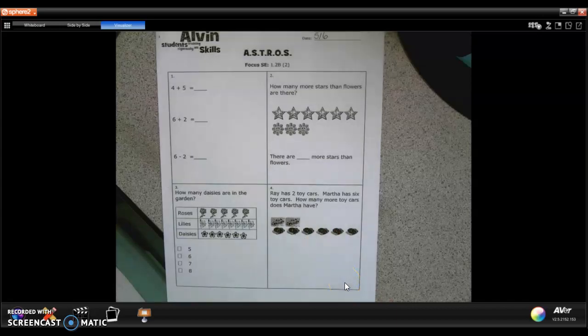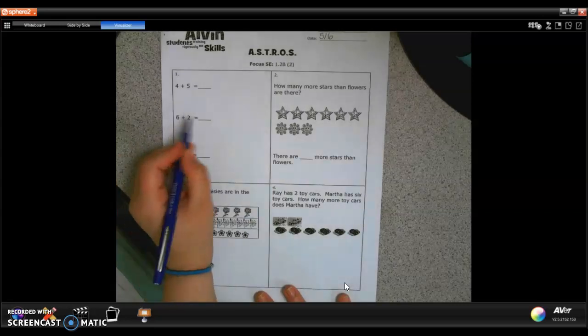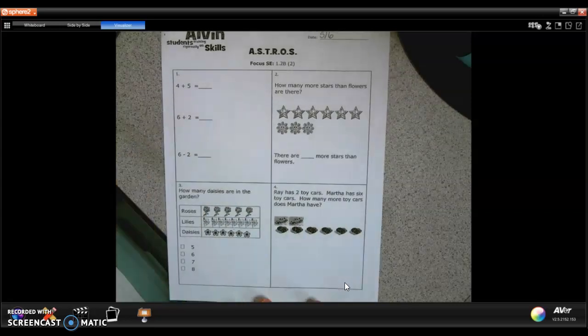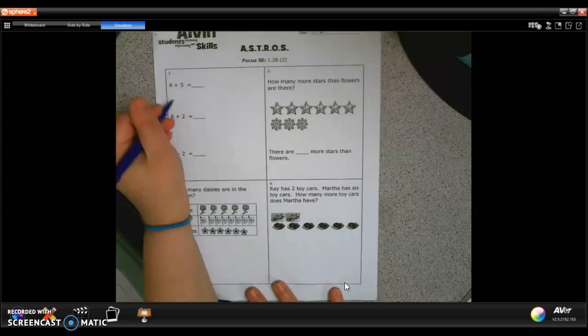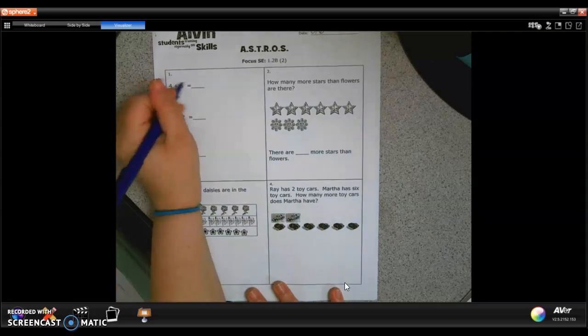1.2b2. Our first three problems we're going to solve just like we always do. You're going to solve them using anything you have at home, counters, manipulatives. You can draw pictures. So I'm going to use my doubles plus 1 for this because I know 4 and 4 is 8 and 1 more is 9.